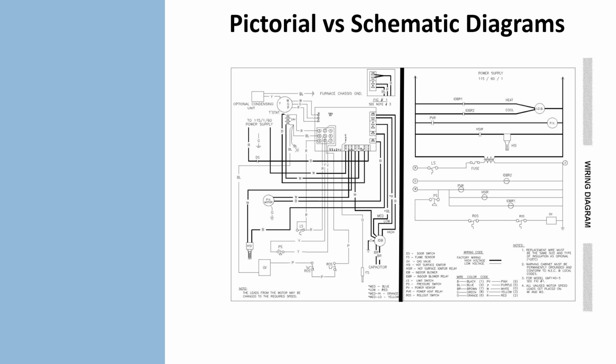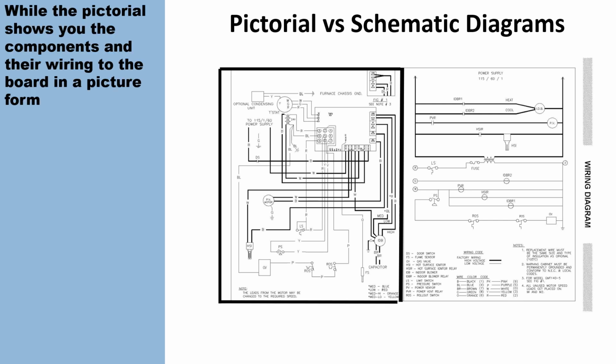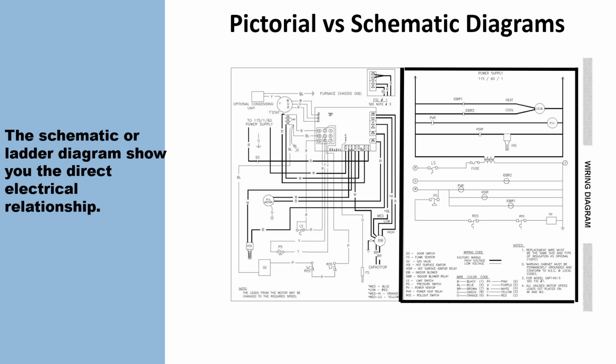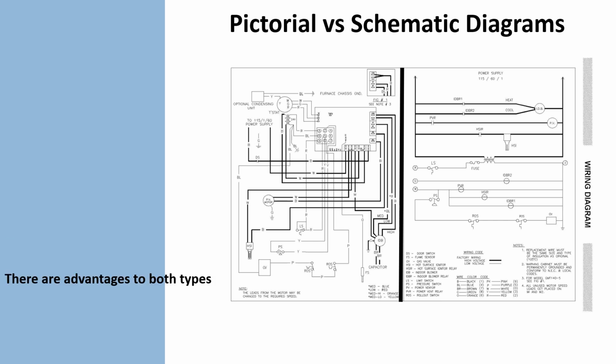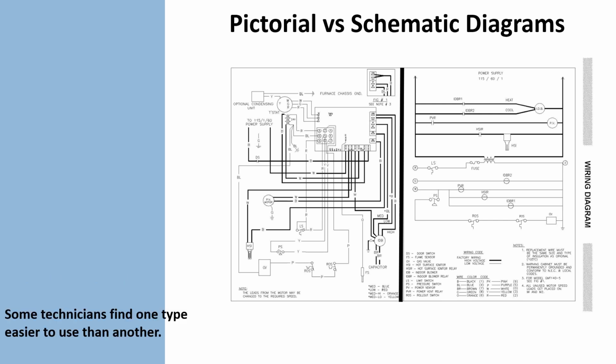Pictorial versus schematic diagrams. While the pictorial shows you the components and their wiring to the board in a picture form, the schematic or ladder diagrams show you the direct electrical relationship. Many manufacturers include both. There are advantages to both types. Some technicians find one type easier to use than another.